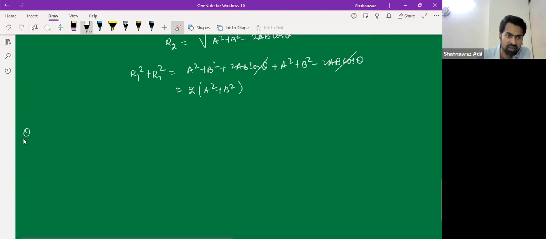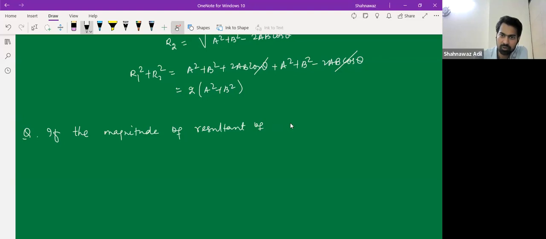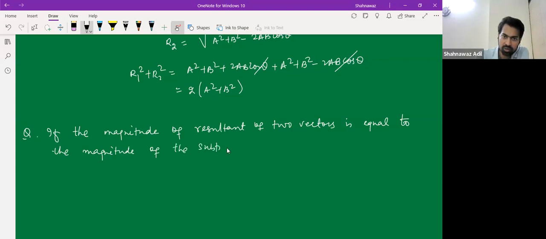So this question is that if the magnitude of the resultant of two vectors is equal to the magnitude of the subtraction of the vectors, find the angle between the vectors.